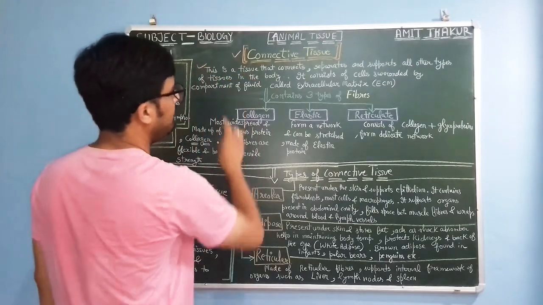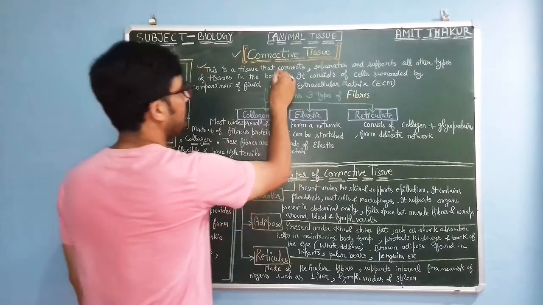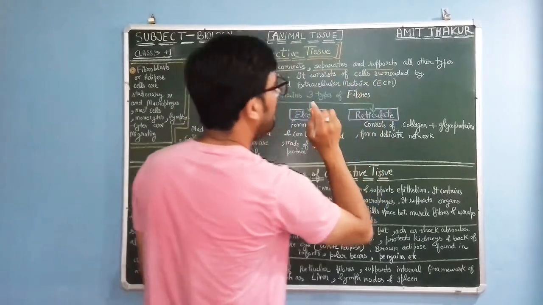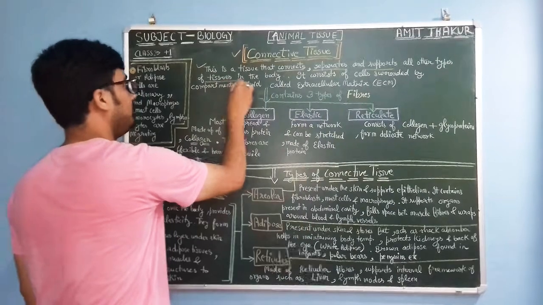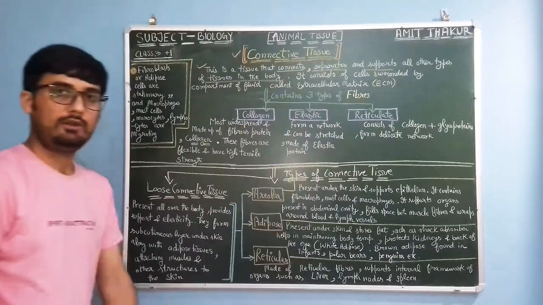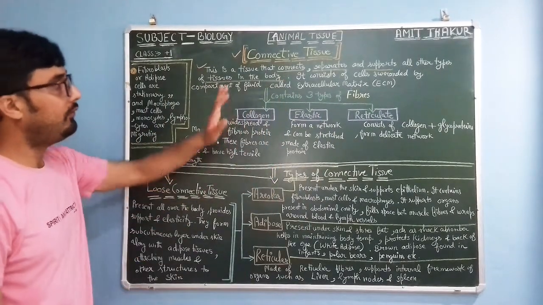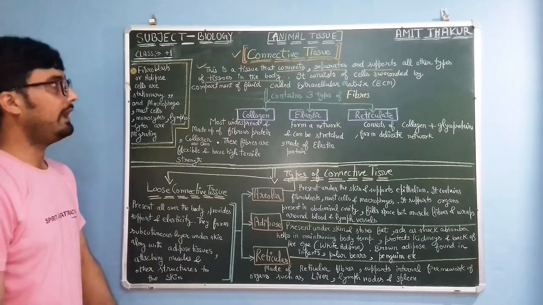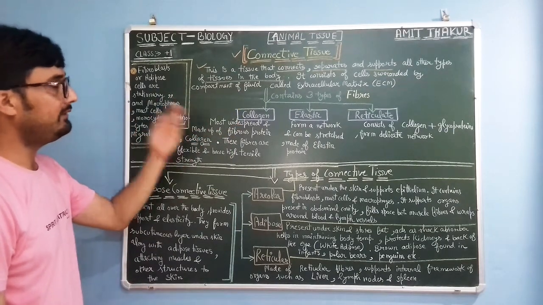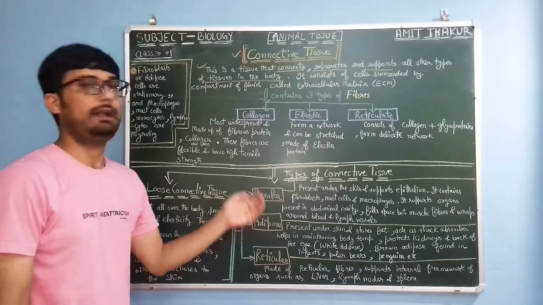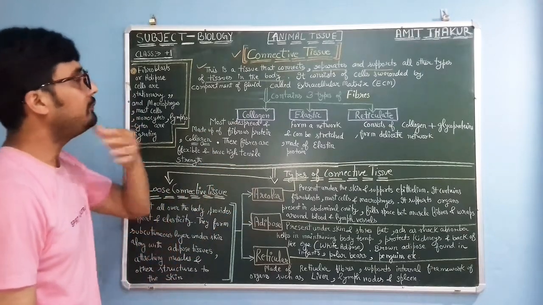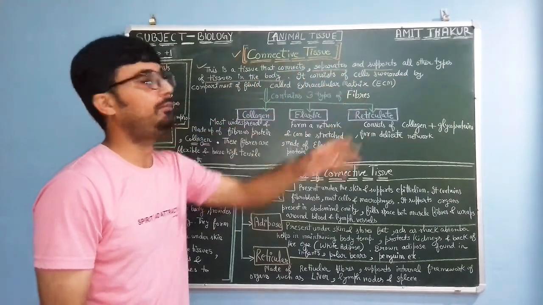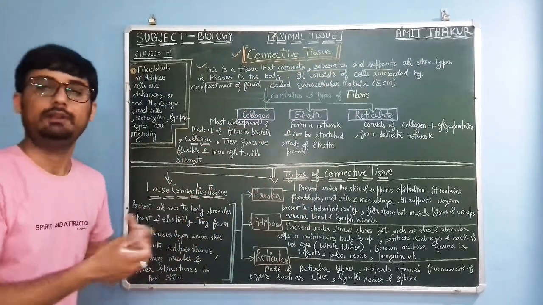So what is connective tissue? This is a tissue that connects, जो कि जोड़ता है, separates and supports all other types of tissues in the body. It is one of the four major basic types of tissues in our body, along with muscle tissue, epithelial tissue and nervous tissue. So the main function of connective tissue is to connect, separate and support all other types of tissues present in our body.